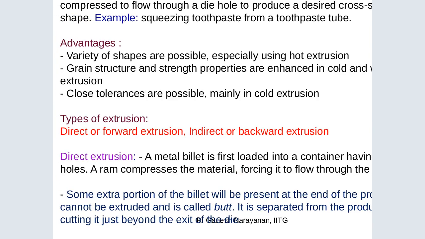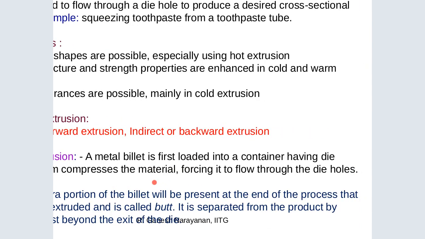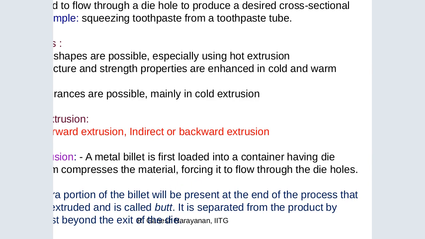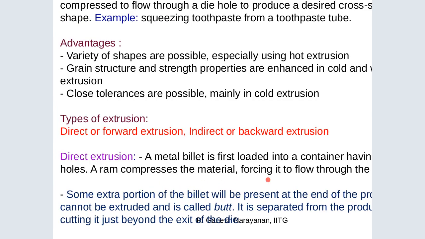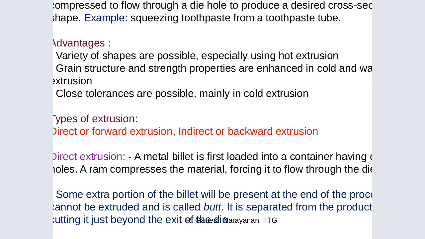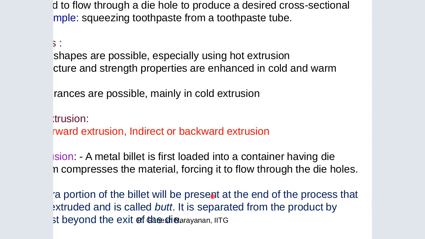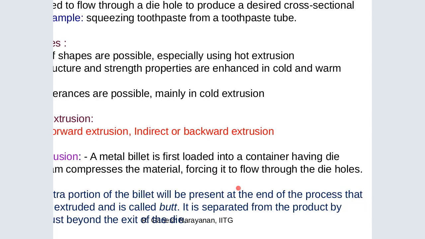Now direct extrusion means that a metal billet is first loaded. Now we look at the pictures and see how that is formed. A metal billet is first loaded into the container having the die hole. Now the ram compresses the material, forcing it to flow through the die.